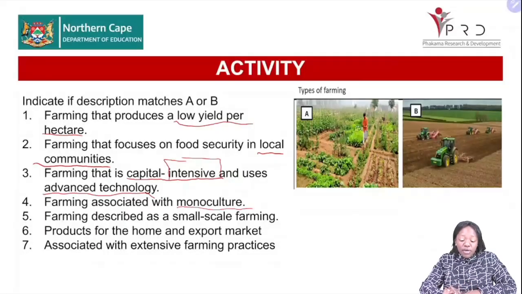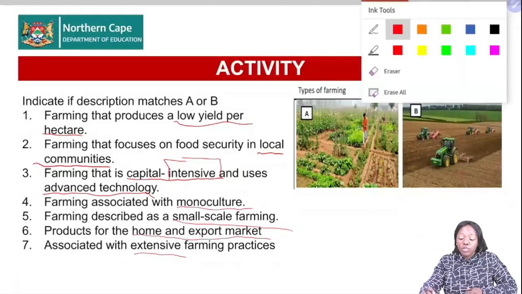Then number 5, the farming described as small scale farming. Number 6, the products for the home and export markets. Products for the home and export markets. Is it A or is it B? Then number 7, associated with extensive farming practice. So again, I'm going to give you 7 minutes because there are 7 questions, and then after 7 minutes, we will be able to do the corrections.